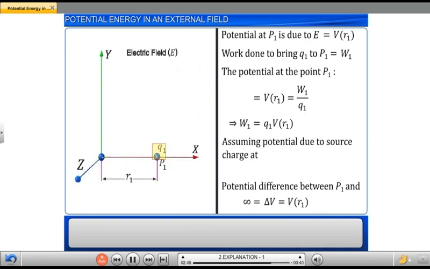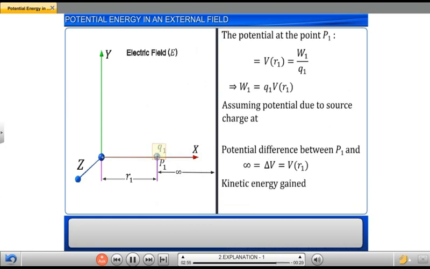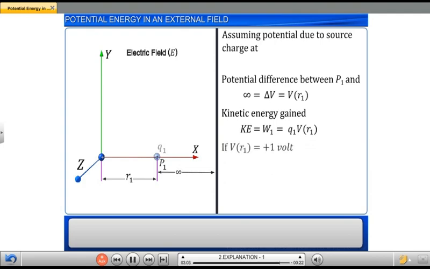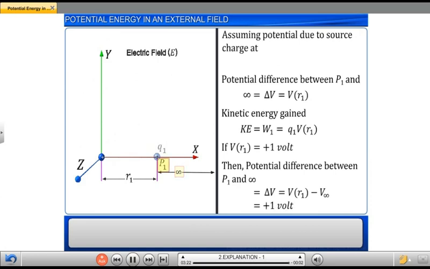Now, if Q1 is released at point P1, it moves away in the direction of the electric field to infinity and gains kinetic energy equal to W1 when it reaches infinity. If V of R1 is plus 1 volt, then the potential difference between the point P1 and infinity is delta V equal to V of R1 minus V of infinity, which is equal to plus 1 volt.